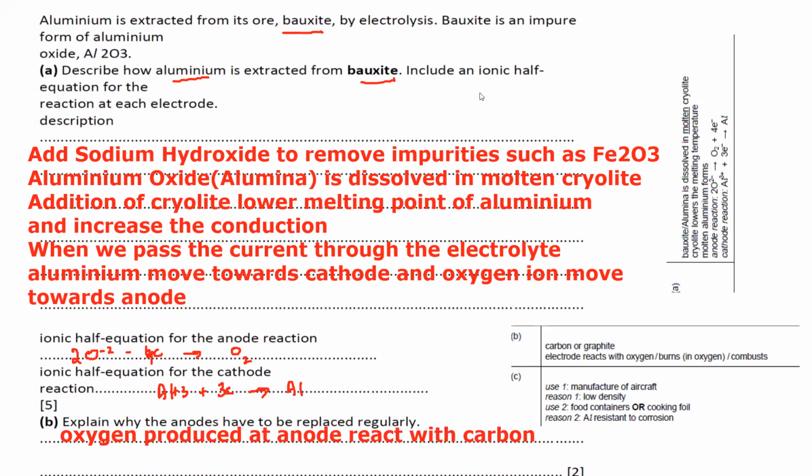So as you can see, this is an exam style question, basically a question from a past paper. So you have to write the direct answer, and you have to learn this extraction, what happens when you try to obtain aluminium from its ore. Is the answer for this question clear?